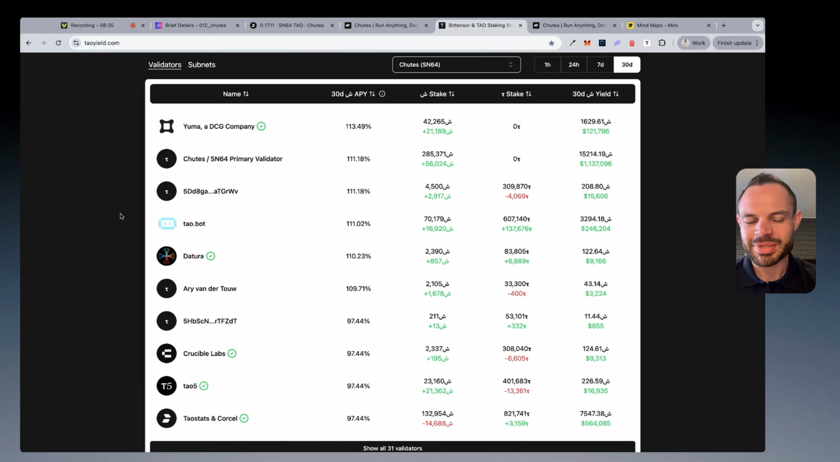If you click into it specifically on the subnet, you can see all the different validators and the validator comparison for how much yield you can generate here with taoyield.com.